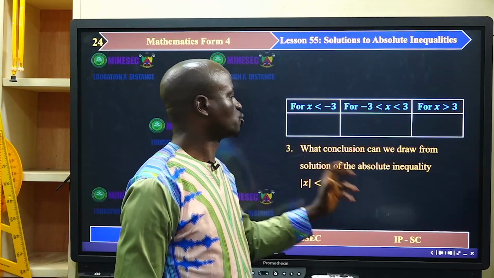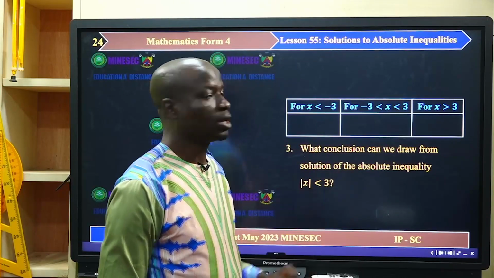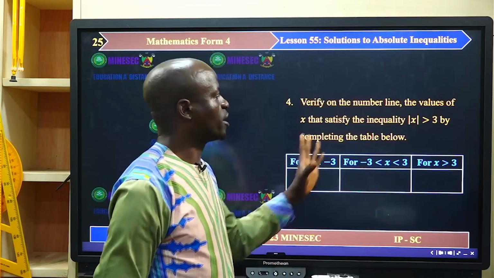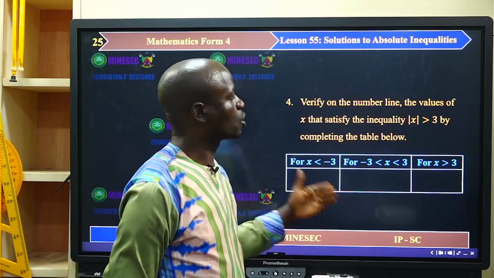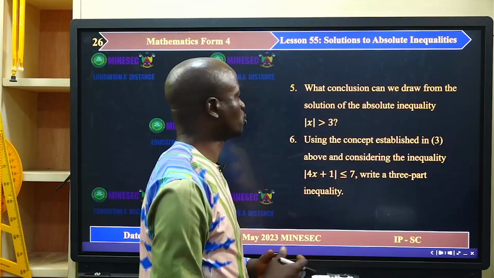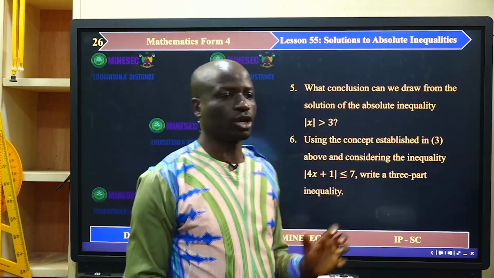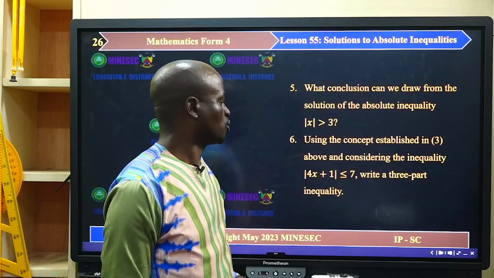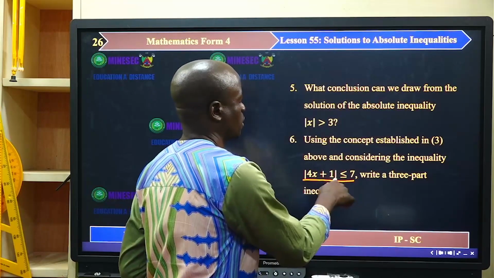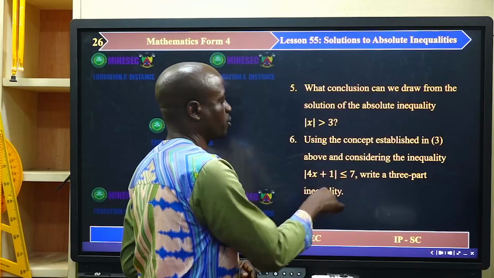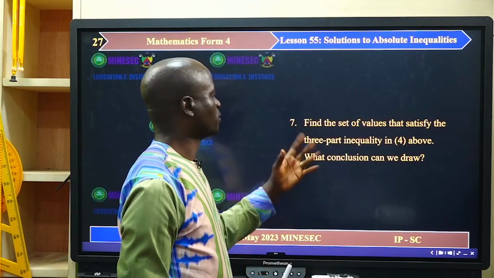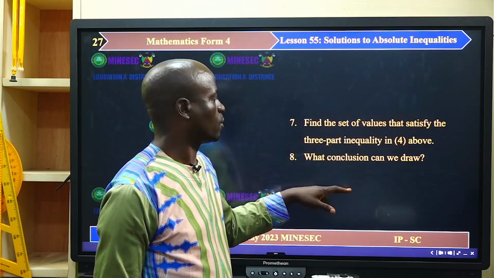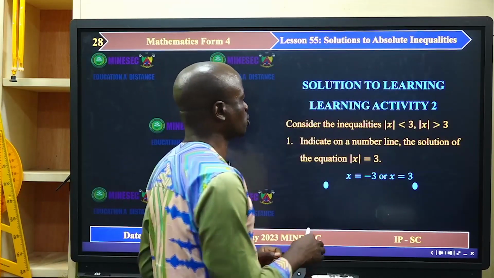Then we will draw a conclusion about how we can solve absolute value inequalities of this form, where it is a less than sign. The next one will be where we have a greater than sign. We'll also complete this table and then draw a conclusion. After drawing the conclusion for the two cases, we will use the first concept to solve this inequality: the absolute value of 4x plus 1 is less than or equal to 7. Then we will find the set of values of x that satisfy the three-part inequality in 4, and draw a conclusion.